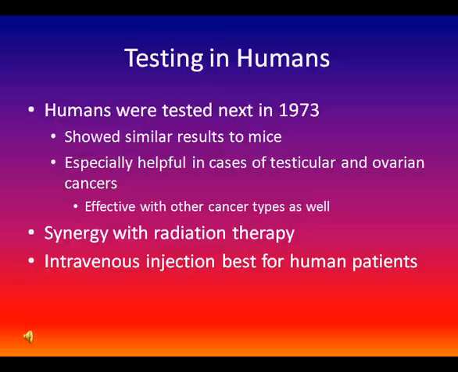The drug was especially effective in testicular and ovarian cancers, although it was helpful to patients with other types of cancers as well. Unlike the experiments done with the mice, the testing done with humans demonstrated that intravenous injection is most effective at stopping tumor growth in humans.